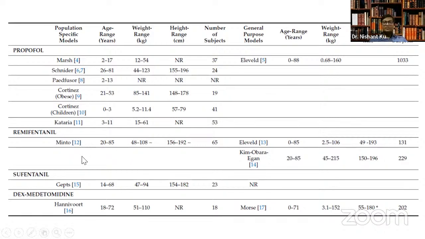For remifentanil, we have the Minto model and the Eleveld model, and Kim for the obese. Sufentanil, we have the Gepts model, dexmedetomidine, we have the Hannivoort and the Dyck models. Fentanyl, again, we have the Shafer model. So we have different models for all these drugs. Even ketamine, we have a model. So we have models for all these drugs, and these can be used in the pump. And we have pumps which have all the models incorporated, and these can be used.